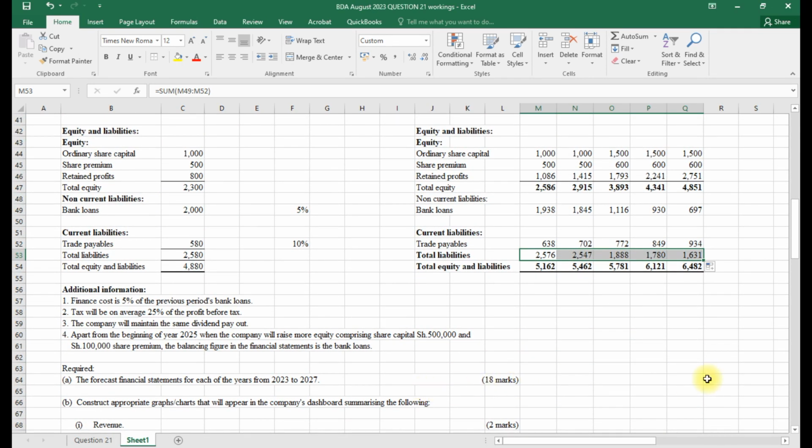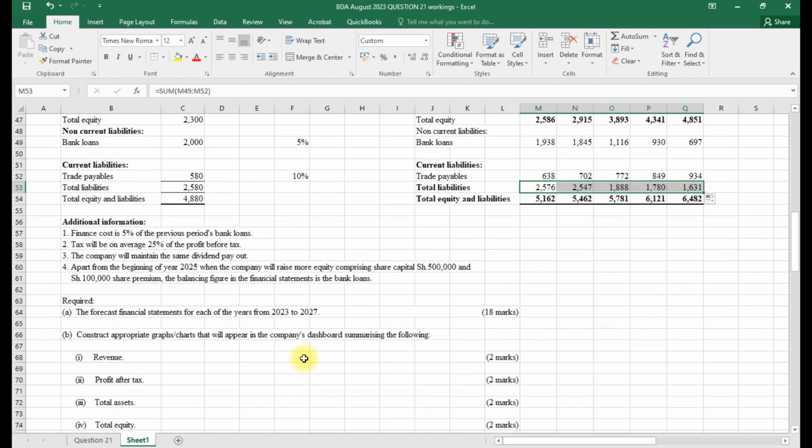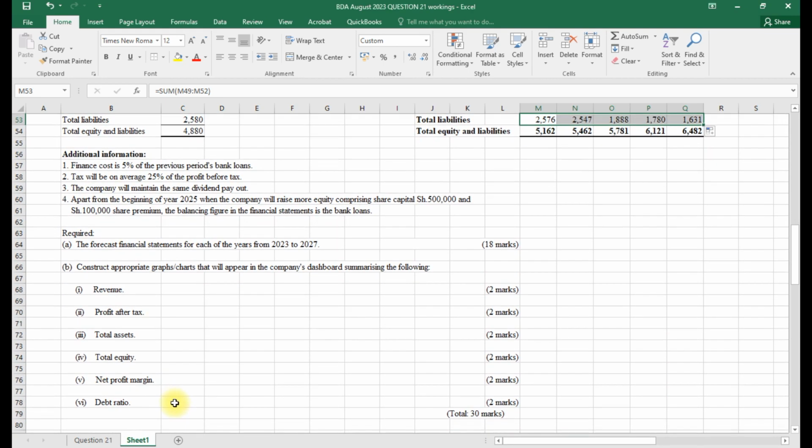So the second portion is whereby now we need to calculate what? Construct appropriate graphs or charts that will appear in the company dashboard summarizing the following: the revenue, the profit after tax, the total assets, total equity, net profit margin, and debt ratio. So we need to have appropriate graphs or charts.